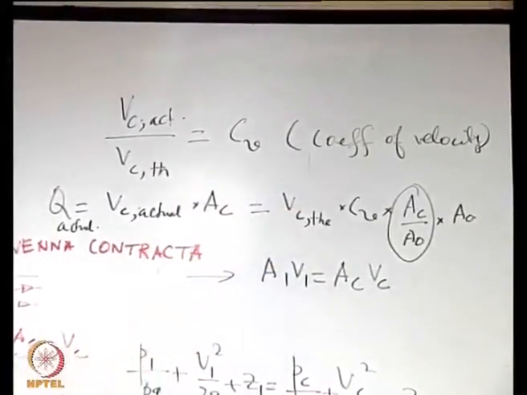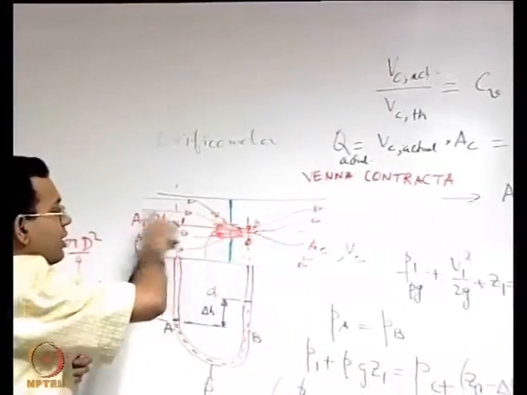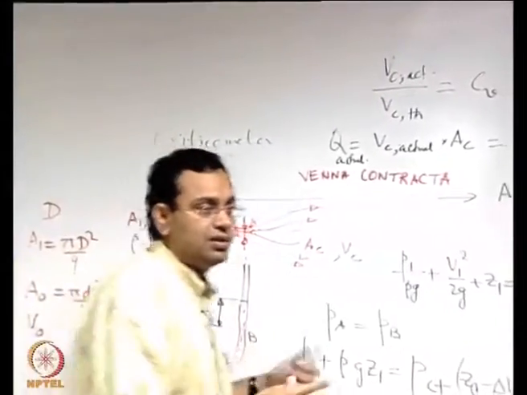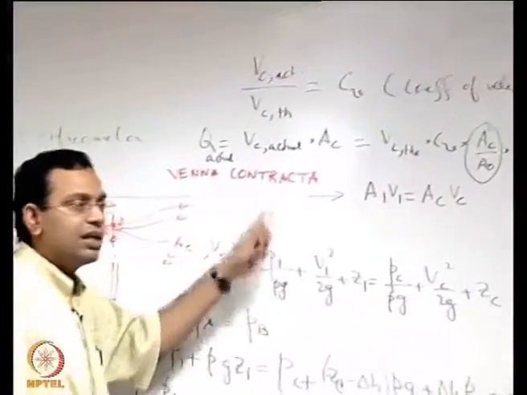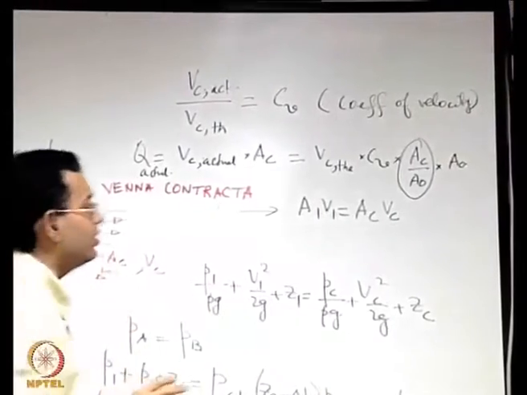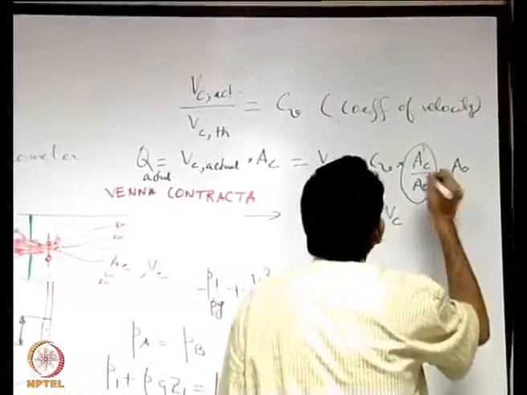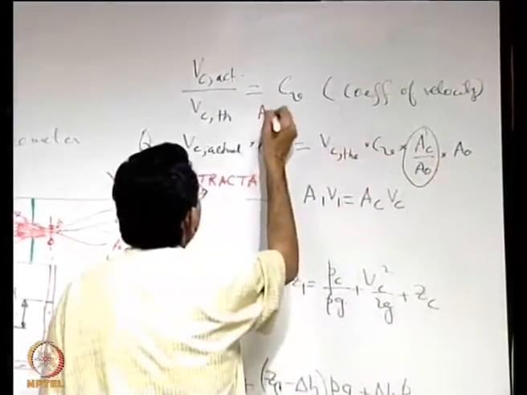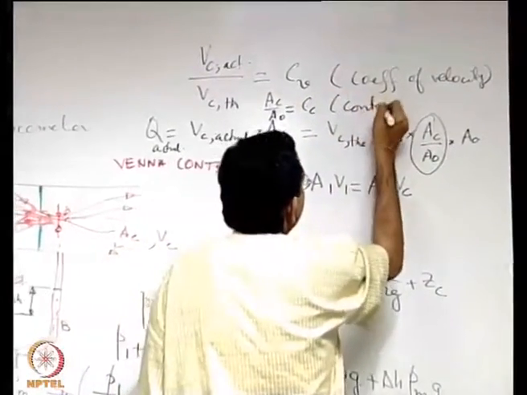It depends on many things, such as the ratio of the big diameter to the small diameter, and the velocity of flow. But if the manufacturer has done lots of experiments and has calibrated the device against something more standard, then the manufacturer can give data on that. So this AC by A naught we call another coefficient, CC, which is called the contraction coefficient.